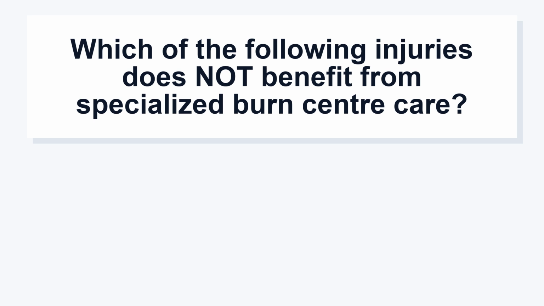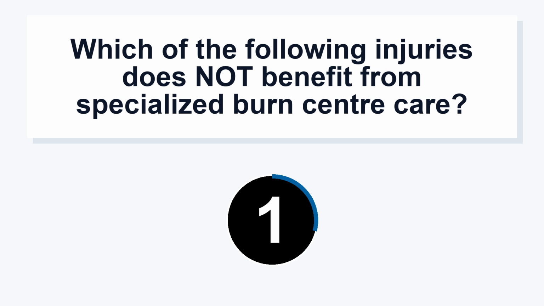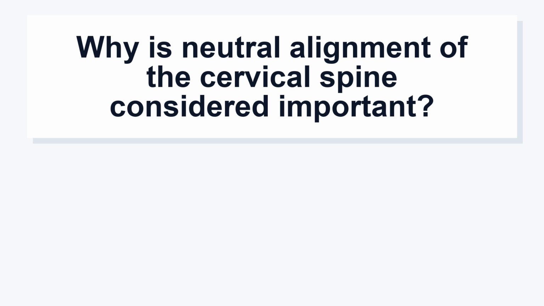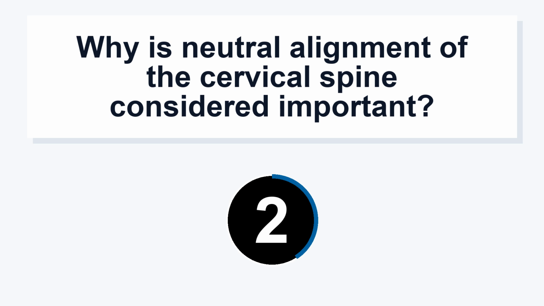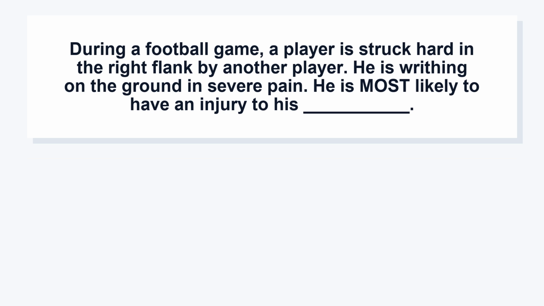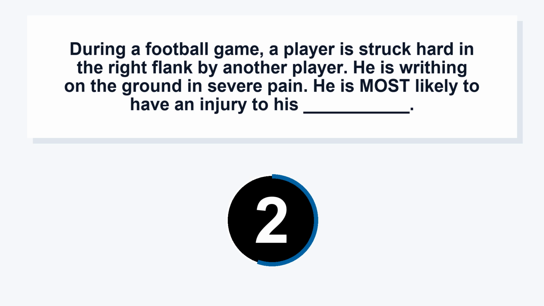Which of the following injuries does not benefit from specialized burn center care? 10% BSA partial thickness burns to the thigh and abdomen. Why is neutral alignment of the cervical spine considered important? It aids in the airway management and provides more comfort to the patient. During a football game, a player is struck hard in the right flank by another player. He is writhing on the ground in severe pain. He is most likely to have an injury to his kidney.